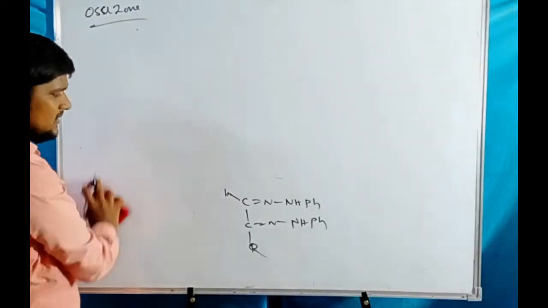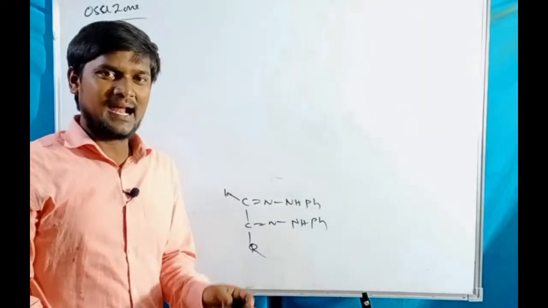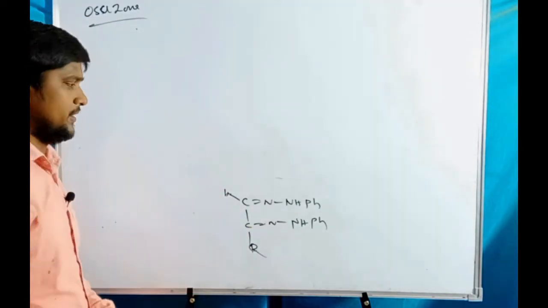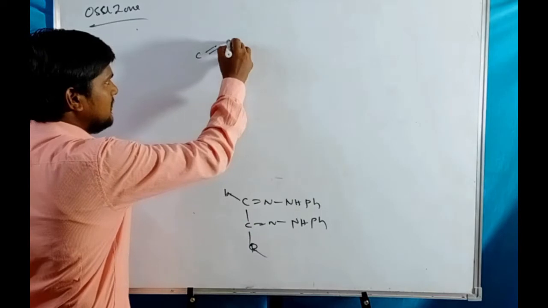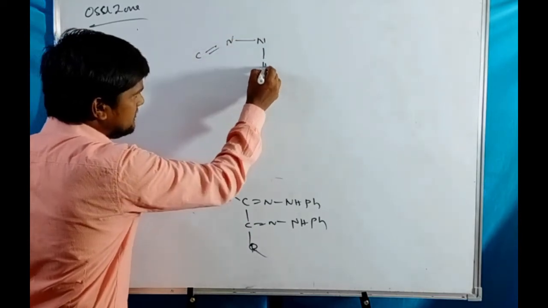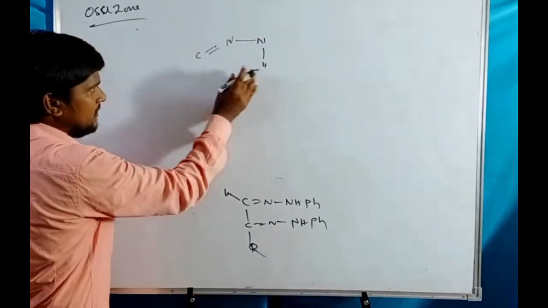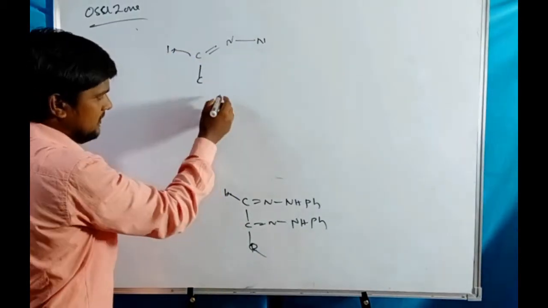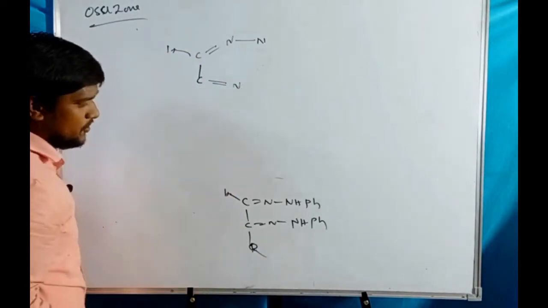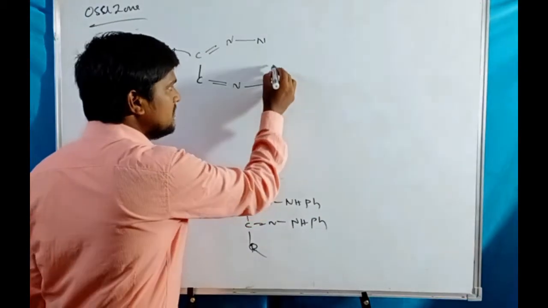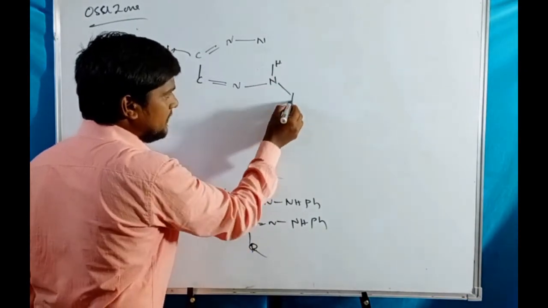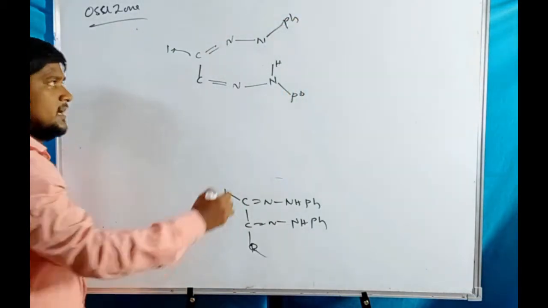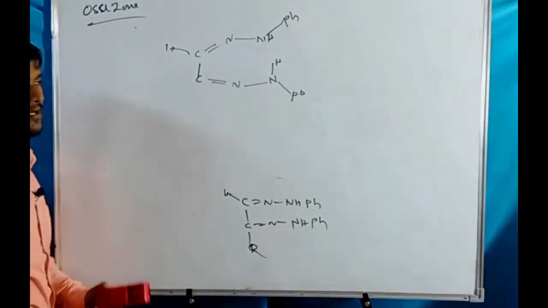Now let us discuss why the three moles of phenyl hydrazine stop at the stage of the osazone derivative. Here C double bond N, nitrogen, here it is the hydrogen. Here C single bond C, here hydrogen, and double bond N. Now here the nitrogen, the phenylhydrazine group, here it is the phenyl, and here it is the phenyl. It has a similar type of nitrogen atom.